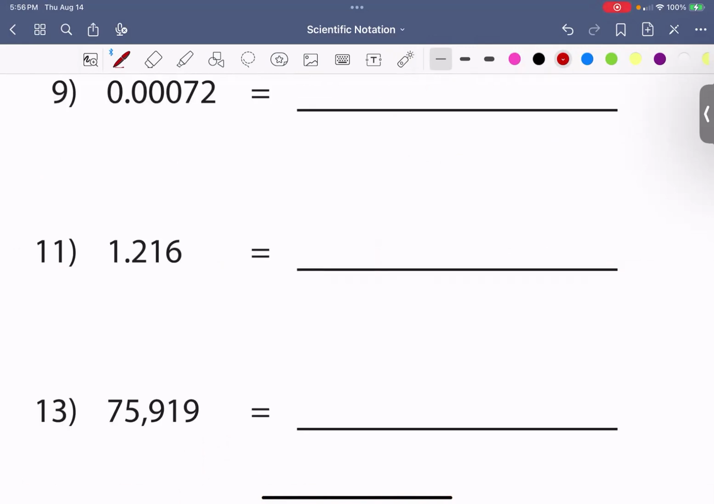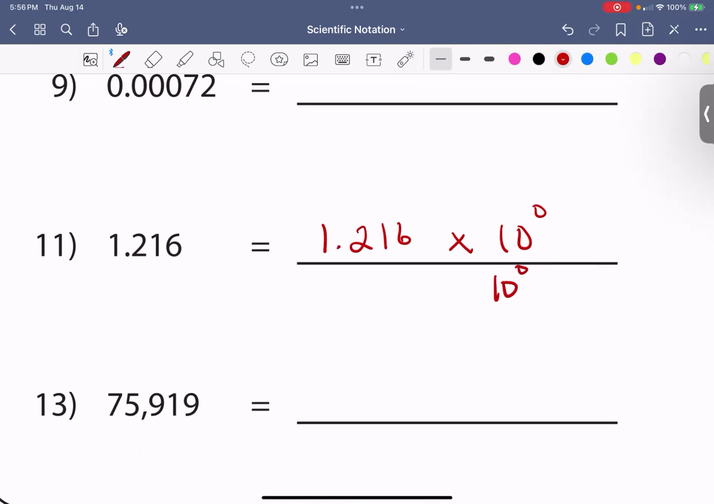So we have 1.216. Now, the decimal is already behind the first whole number, so we don't have to move any decimal. So we're going to write 1.216, and since we didn't move the decimal, it's just going to be 10 to the 0. And 10 to the 0 is equal to 1. That's something you want to remember. 10 to the 0 power is equal to 1.